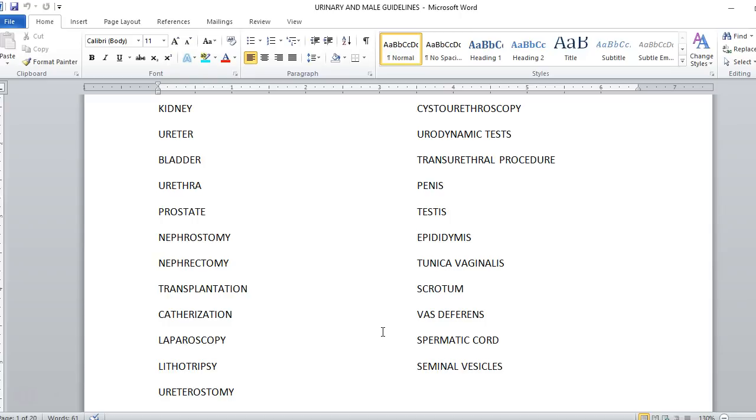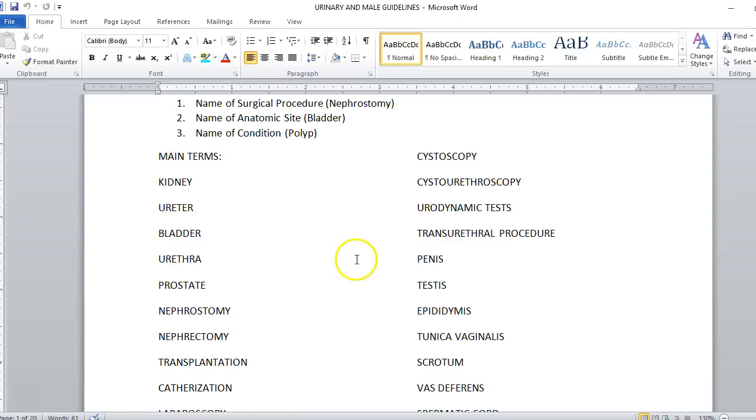The ureterostomy. So we can have a nephrostomy, which is a new opening from the kidney to the outside of the body, or a ureterostomy, which is a new opening from the ureter to the outside of the body.